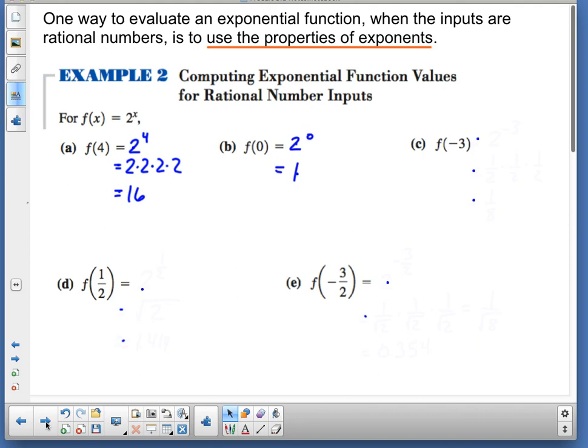Go ahead and do the next 3 on your own as we're going through this.